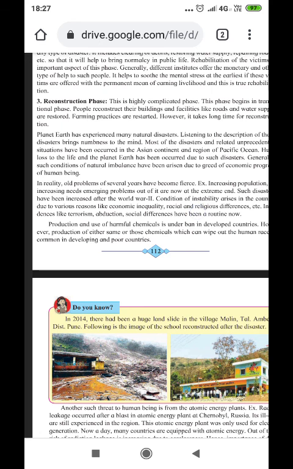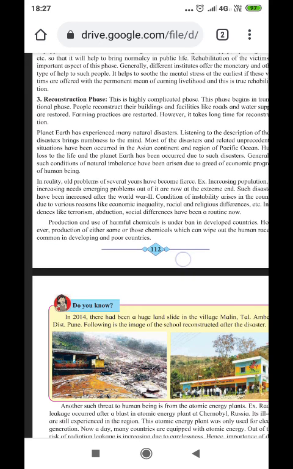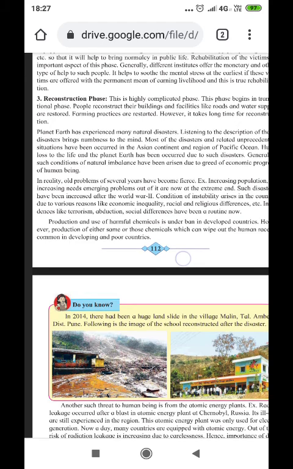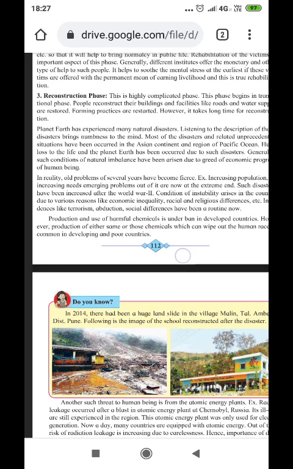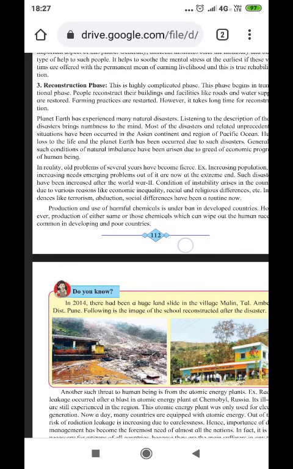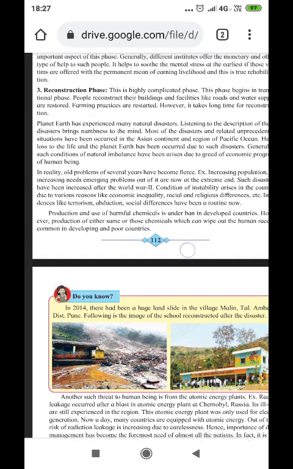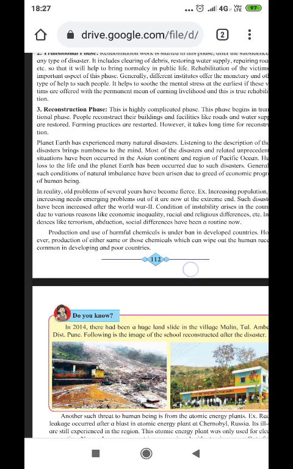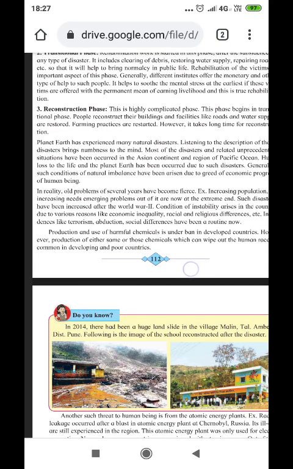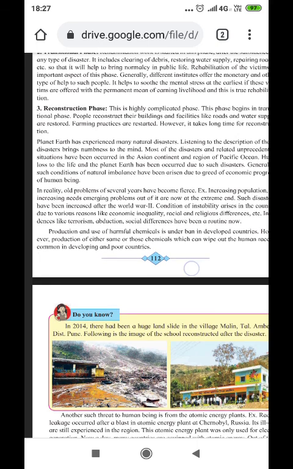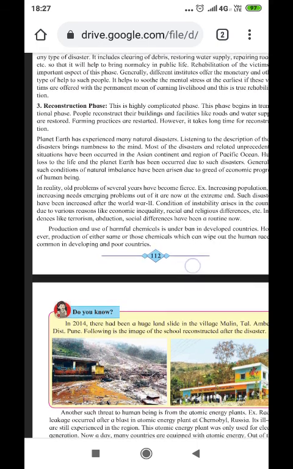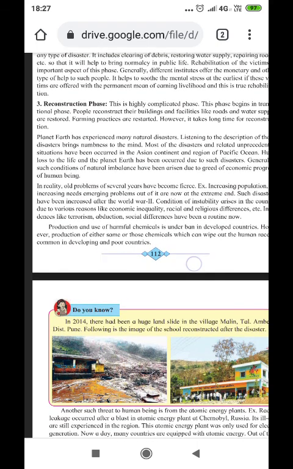Individual means if a person is affected individually, then personal rehabilitation centers are there where people can be sent and treated. Training can be given to overcome all the problems. But if a group of people is affected, then they can be helped out with money and with some jobs, etc. So these are a few ways of rehabilitation.